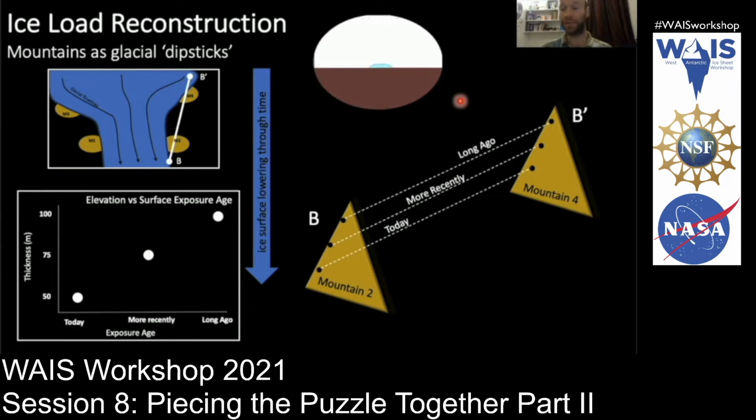Ultimately, this ice load constitutes the load on the Earth that produces glacial isostatic adjustment, which represents the solid Earth deformation due to past ice mass change. And importantly for us, this method allows us to reconstruct the ice load history on centennial to millennial timescales.